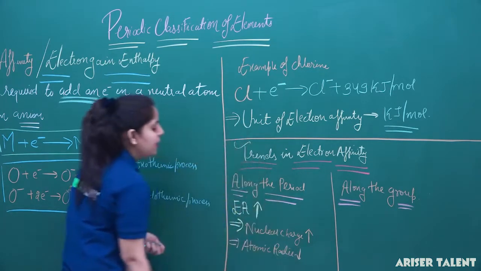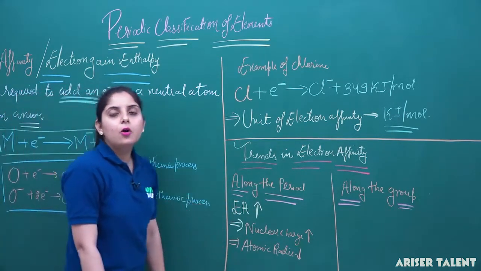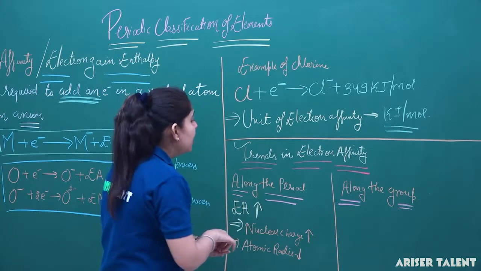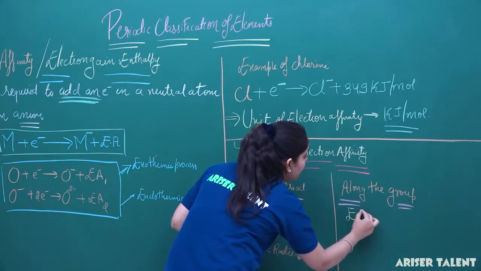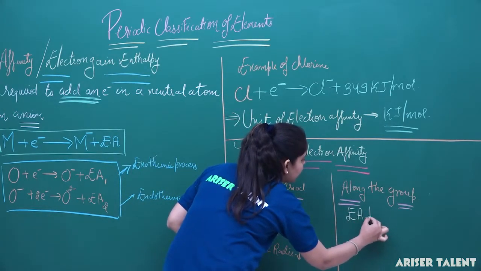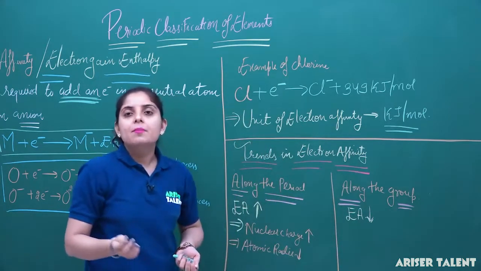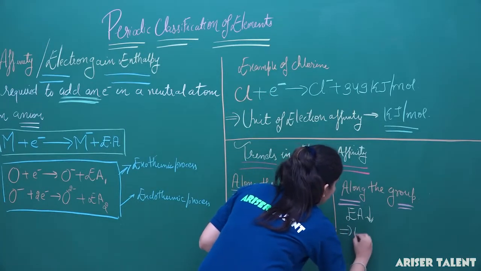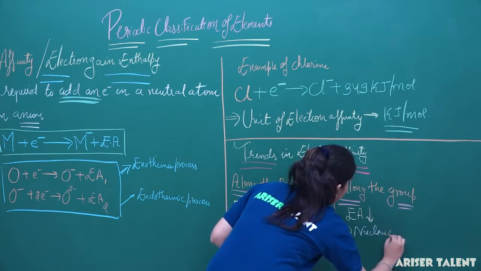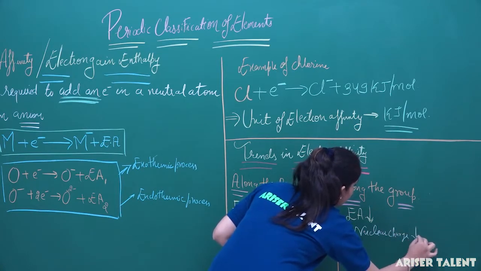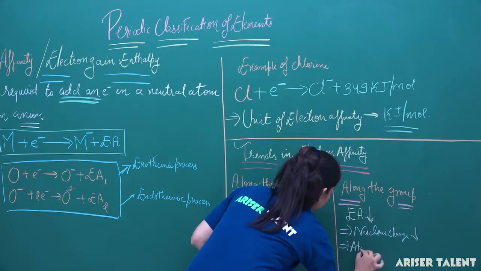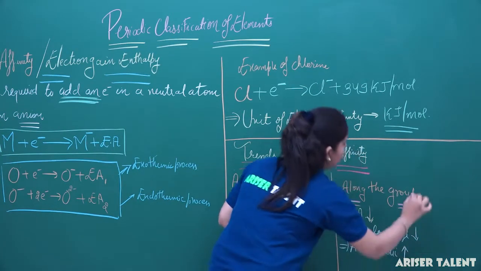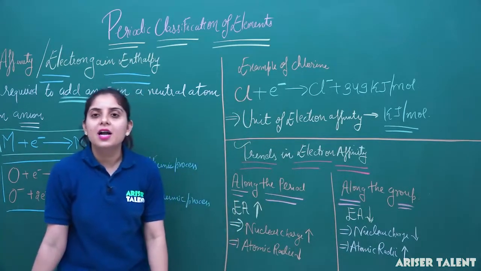If I am considering along the group, it means if I am going from top to bottom, what will happen here? The electron affinity or the electron gain enthalpy is going to decrease. Why is it decreasing? Because the effective nuclear charge decreases and atomic radii increase.